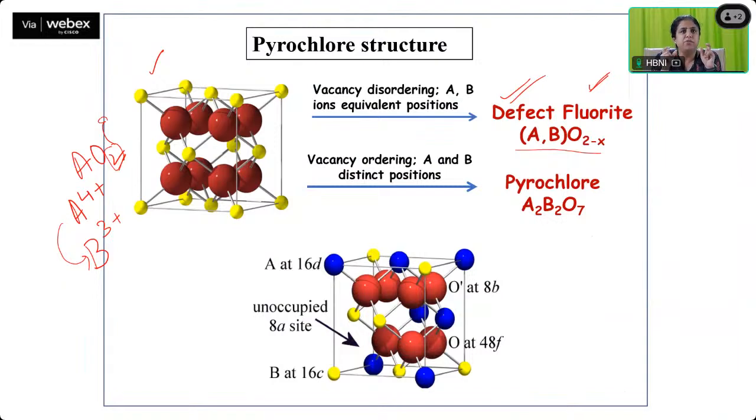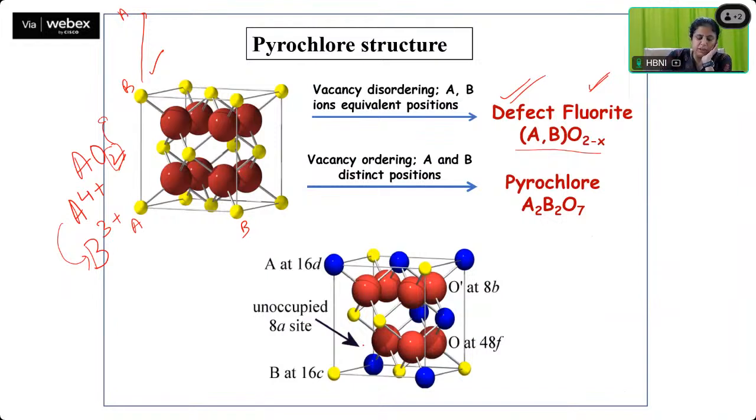If the relative sizes of A and B are favorable, what will happen? Every alternate A will be replaced by B, along all the three directions. If this is A, this is B. If this is A, this is B. The one at the back is B, and only the next one is A. That means your unit cell is still cubic, but it has become twice as large. Along with that, the position from which the oxygen goes also becomes fixed.